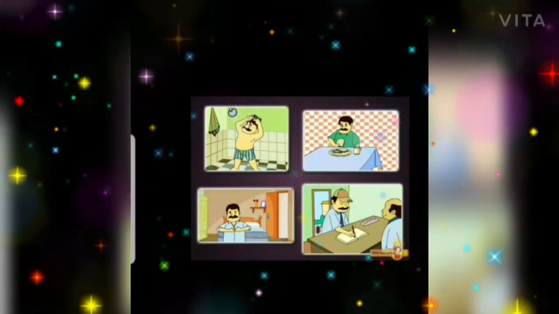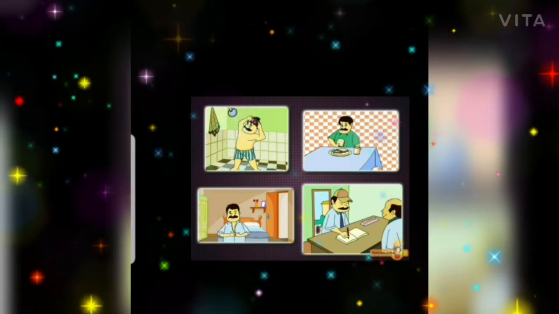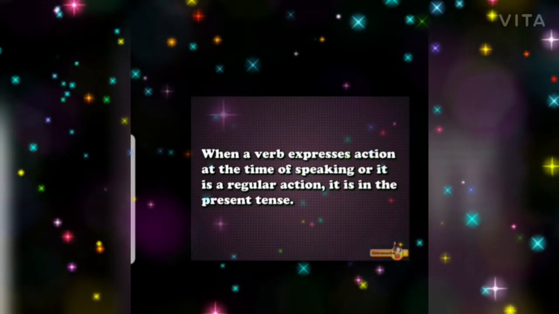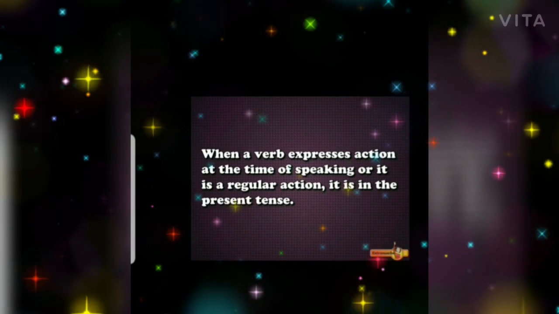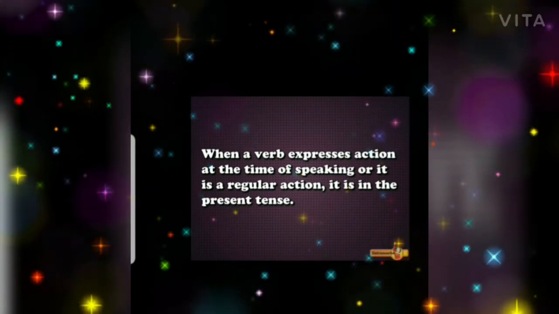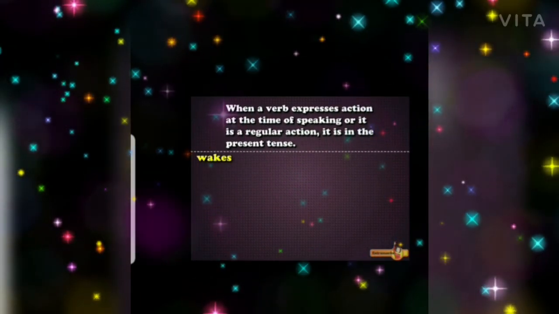Now, did you notice that all the actions have taken place at the time of speaking? So students, it is a regular action. Now, what did you understand from this finding? When a verb expresses action at the time of speaking or it is a regular action, it is in the present tense.